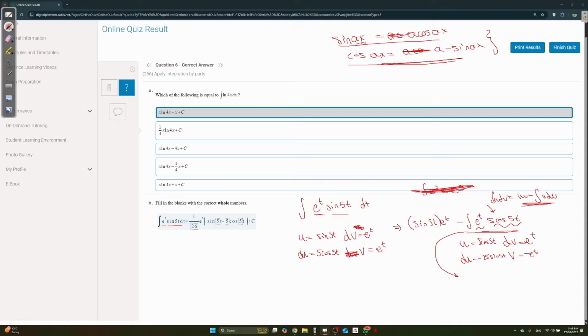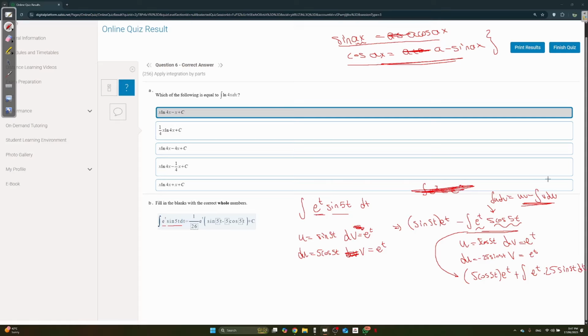So uv, so 5 cosine 5t e to the t minus the integral of v du, so v is e to the t times du, which is negative 25 sine 5t. But to make everything cleaner, I'm going to take the negative out and put it plus, because it was a minus here. If I take the negative out, it's going to be minus 1. So I'm just going to put plus 25 sine 5t. The minus, I took it out and made it plus, just so my work looks a bit cleaner.